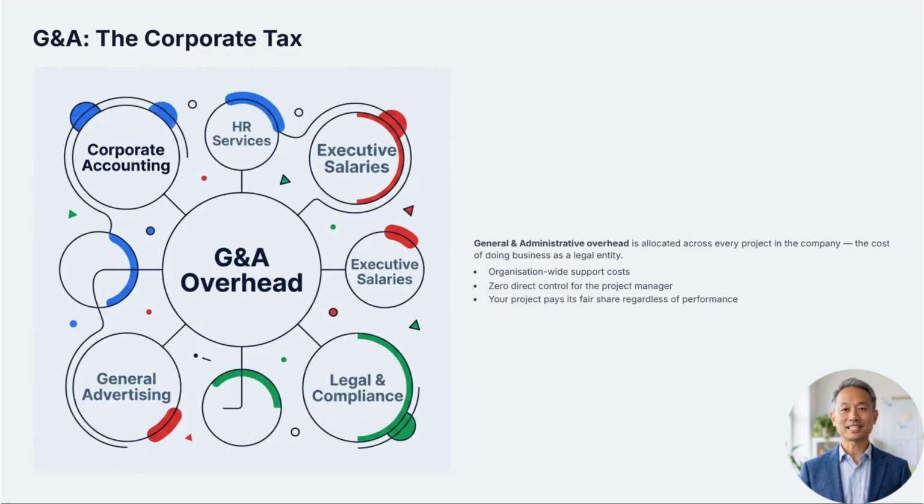Then we have the corporate tax, officially known as General and Administrative Overhead, or G&A. These are organization-wide support costs that are allocated across every project in the company. We are talking about corporate accounting, HR services, executive salaries, and general advertising. You have absolutely no direct control over these allocations as a project manager. They are the costs of doing business as a legal entity, and your project is expected to pay its fair share of the lights staying on at headquarters regardless of your performance.